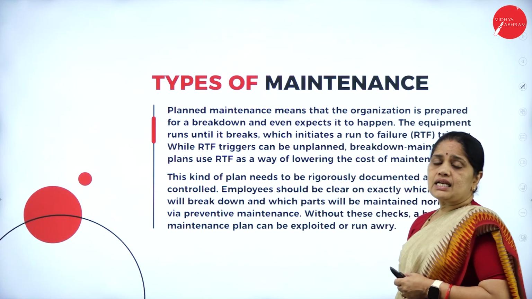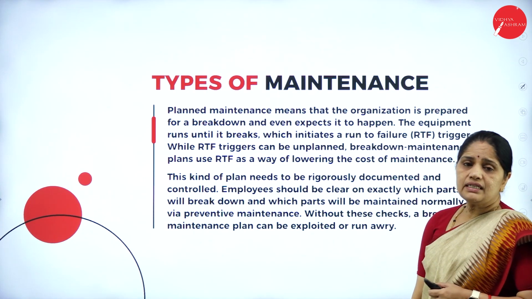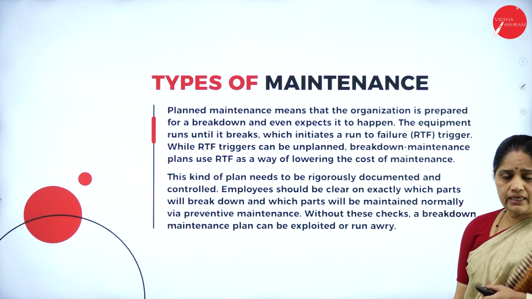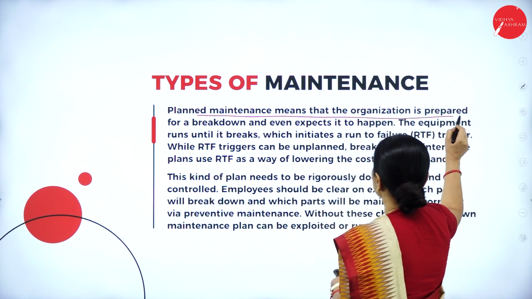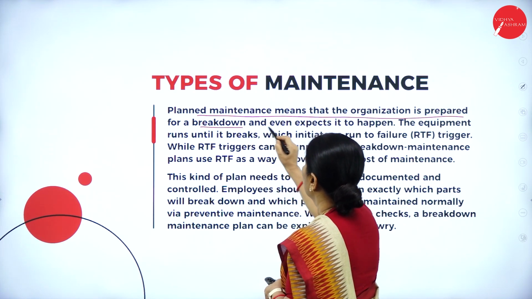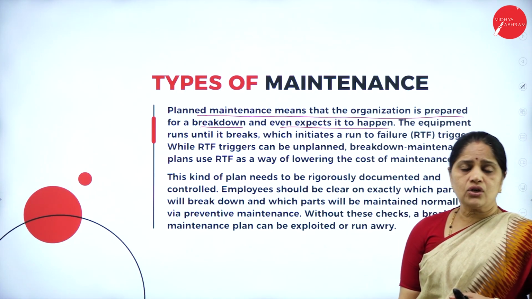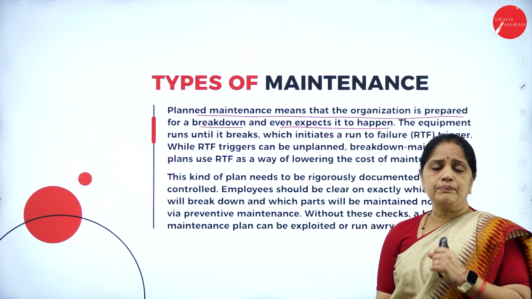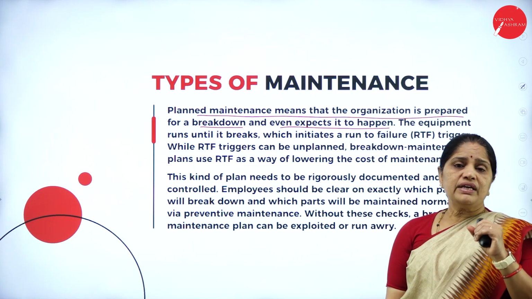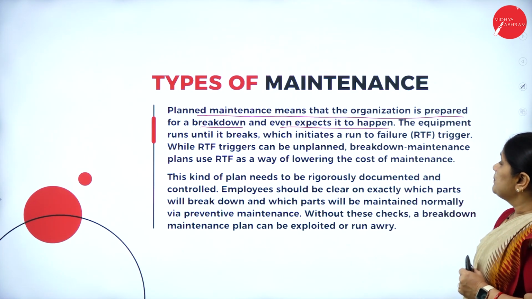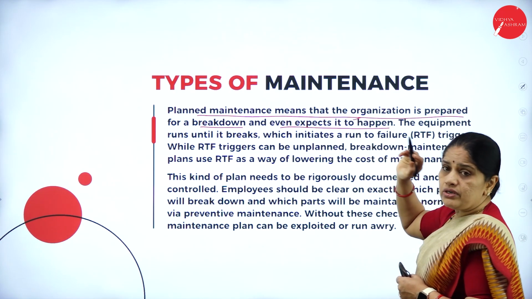So, the next part of the topic is types of maintenance. Now, what are the different types of maintenance we have in the company? We are talking about breakdown maintenance. In this breakdown maintenance, we have the planned maintenance. It means that the organization is prepared for a breakdown and even expects it to happen.